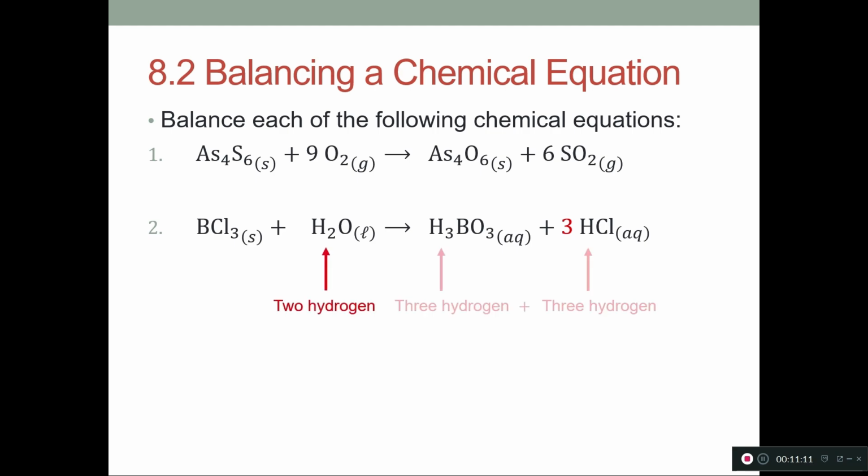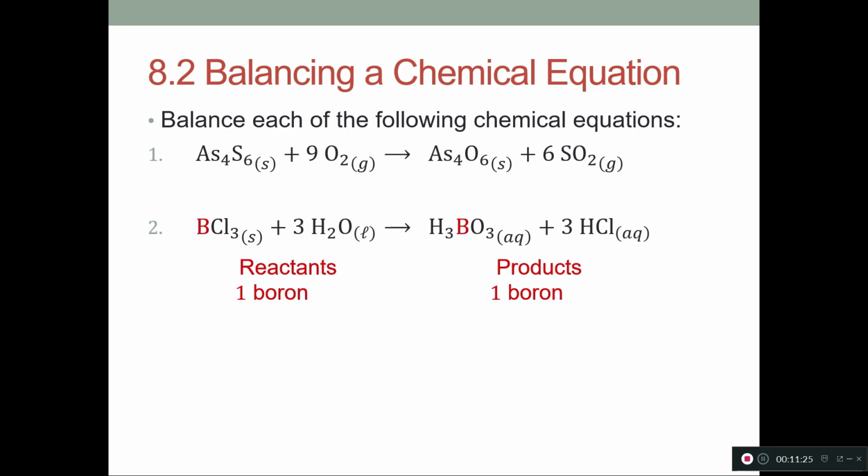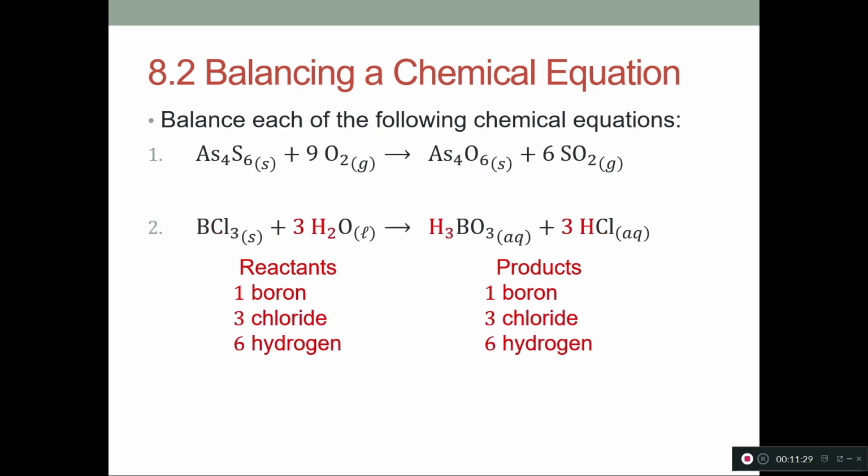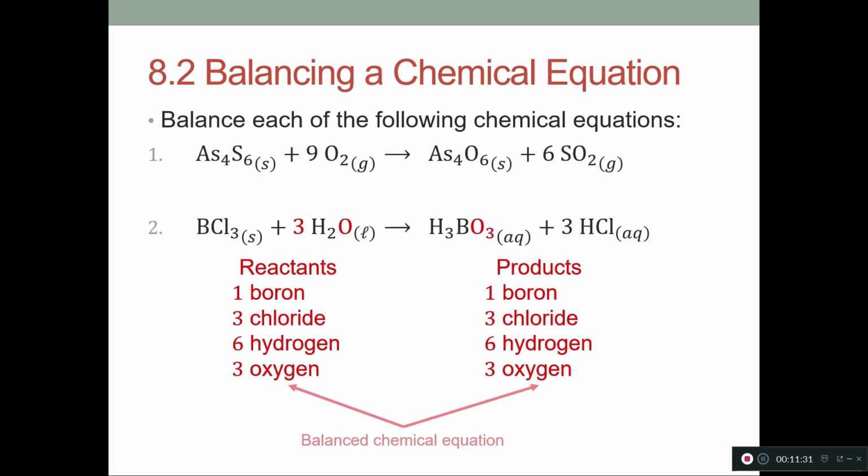So now the chlorides are balanced. We have 2 hydrogen here and we have 6 hydrogen in the products. That means these are unbalanced. We put a 3 in front of that water and that will give us the 6 hydrogens in the reactants. So now we see we have 1 boron in both the products and reactants, 3 chlorides, 6 hydrogens, and 3 oxygens. That means that these are balanced now.